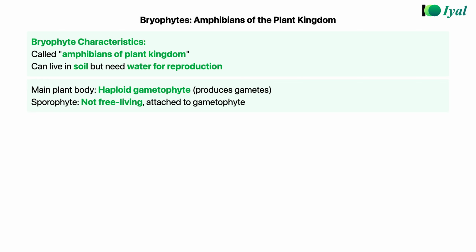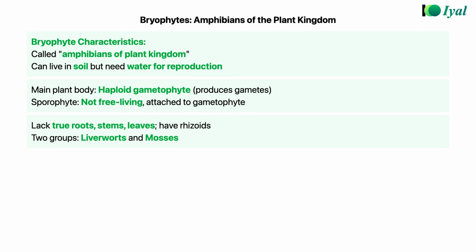The plant body of Bryophytes is more differentiated than algae, but less so than higher plants. The main plant body is haploid and produces gametes, so we call it gametophyte. This is the dominant phase you see. Now, after fertilization, they produce a sporophyte, but here's the key thing. The sporophyte is not free-living. It stays attached to the photosynthetic gametophyte and actually gets its nutrition from it. It's like a dependent generation.